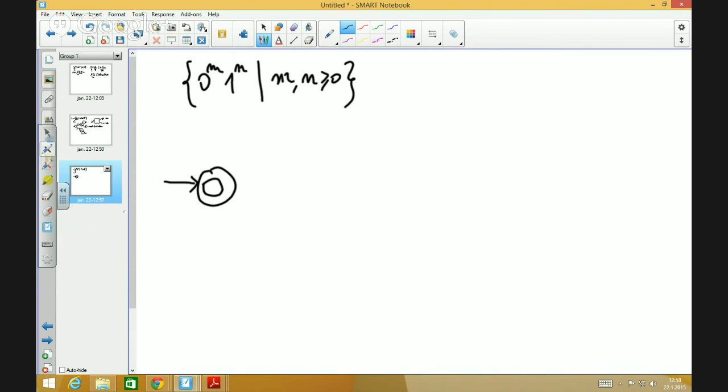Okay, what next? What is it that can come next? A 0 or a 1. Okay, so let's assume that I see a 0. Now I have a decision to make. Do I go to a new state or do I stay where I am?